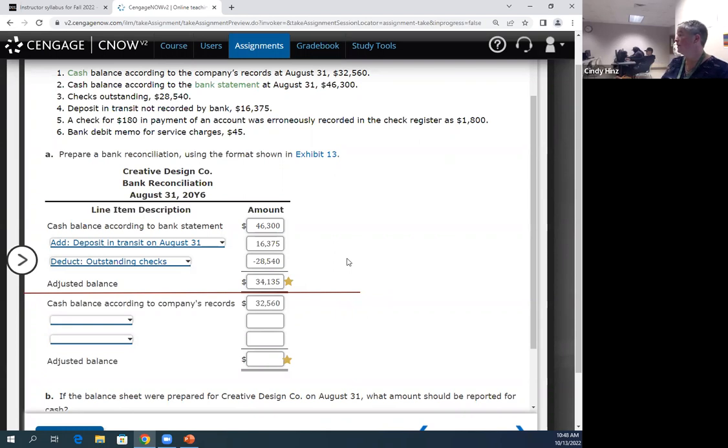$34,135. If they knew about the checks we've already written, if they knew about that deposit that we entered on August 31st, they would know we had $34,135. And now we know that's the balance we're trying to match on the company's records. So we've gone from being about $14,000 apart to now we're not even $2,000 apart. So we're much closer.